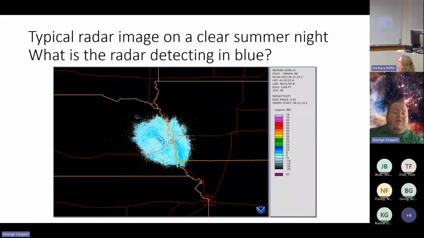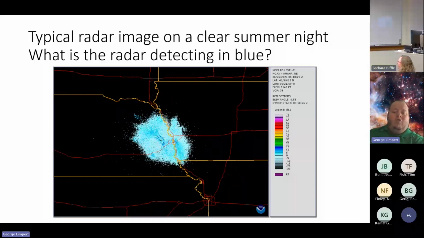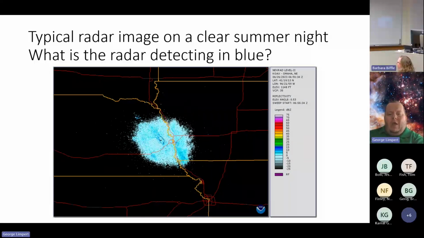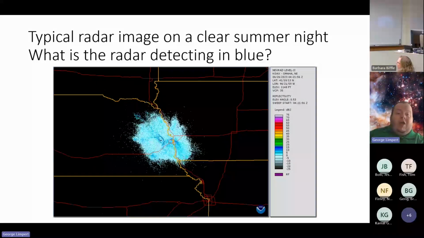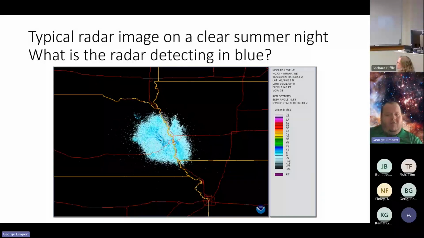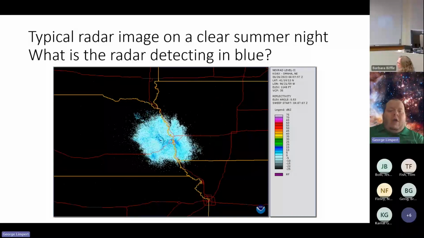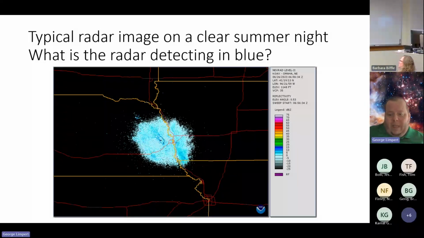It's all biological, except perhaps in the very northwest area of that blue, where there are these targets that remain stationary in northeast Nebraska. And what's going on there is probably the radar beam bouncing off wind turbines. So we can also detect those. Those contaminate our data, but they're out there. So basically, there's a lot of non-meteorological stuff that we detect.